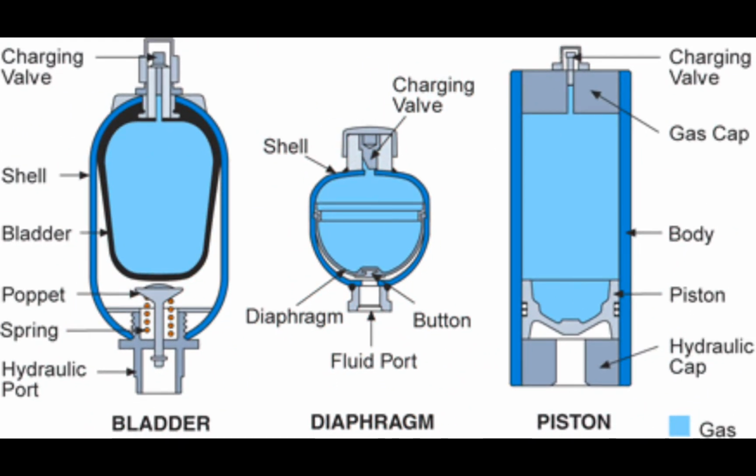Name three types of hydraulic accumulators. Diaphragm, bladder, piston. What is the purpose of an accumulator? Prevent system shock. Hydraulics under high load demand. What are two types of accumulator housings? Circle cylinder, spherical cylindrical.